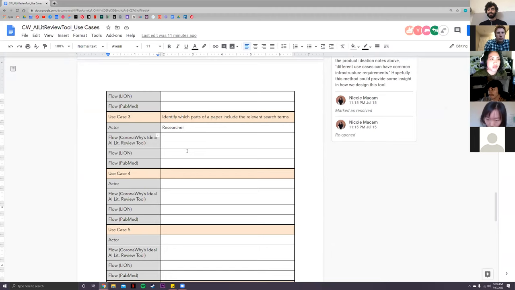I was going to say that use case 3 came from an earlier meeting. Yeah, and this use case came from a Rockefeller research group. They pointed out that it would be great to see that because PubMed currently doesn't solve that for them.